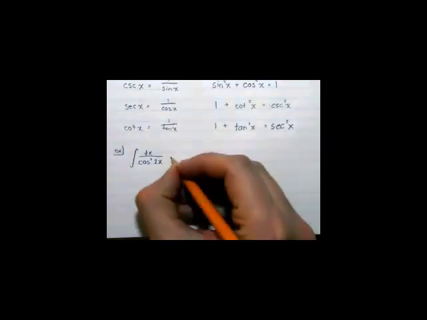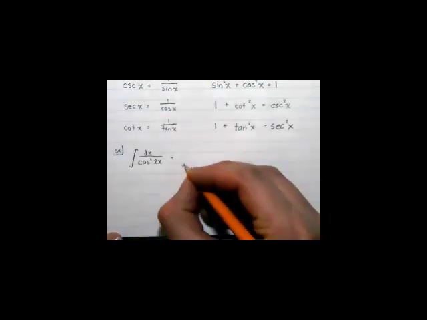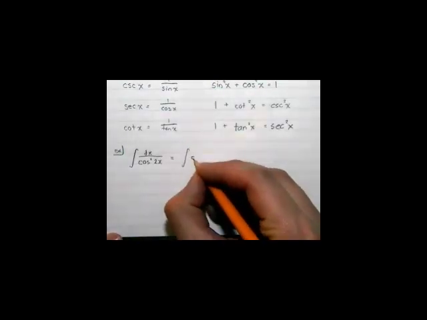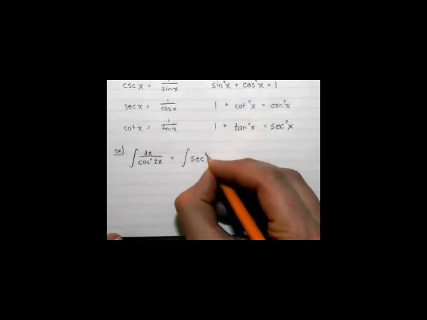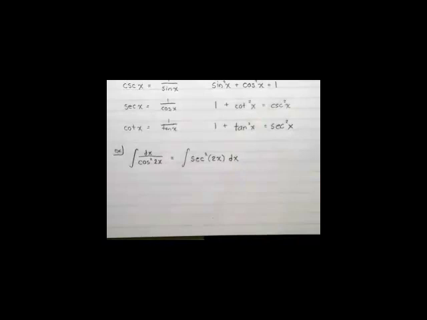Then we have 1 over cosine squared of something. Okay, what is 1 over cosine? Secant. Okay, so what we really have going on here is secant squared of 2x dx.